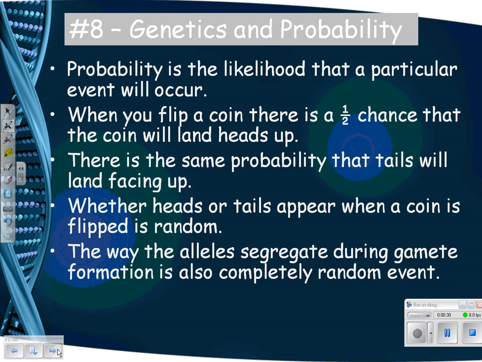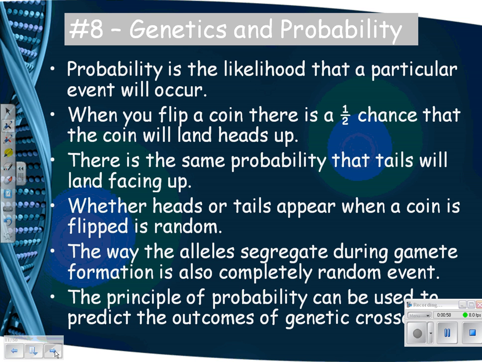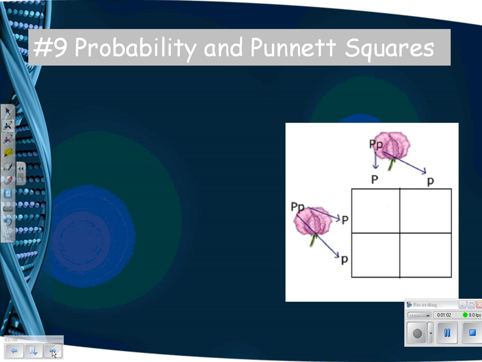So the way that alleles segregate during gamete formation is also completely a random event. You see, alleles are basically genes that are found on chromosomes, and when chromosomes segregate, it's random. The principle of probability can be used to predict the outcomes of genetic crosses.